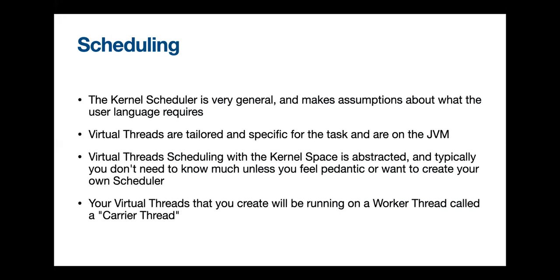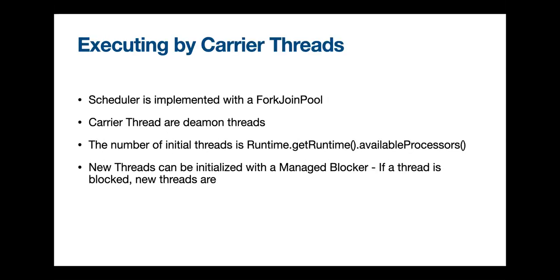Your virtual threads that you create will be running on a worker thread, an important thing here called a carrier thread. So in other words, one live thread is the thing that is going to be processing your particular virtual thread. Schedulers are implemented with a fork join pool, and we'll do a demo so that we can see how that works. Carrier threads are daemon threads, in other words, kind of like background threads. Whenever you're doing a SIGTERM, daemon threads will go along with it.